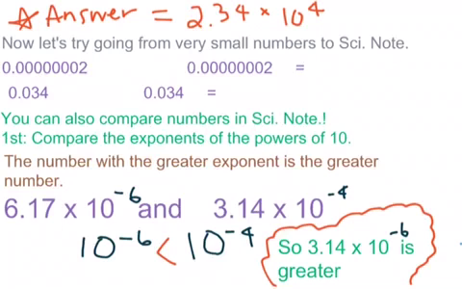Okay? Now we're going to move on to try going from the super small numbers in scientific notation. So right here, if you look, we have 0.0000000, 7 zeros, and then a 2. So that's obviously a pretty tiny number, a much smaller number than the integer of 1. So we're going to go from that into scientific notation.